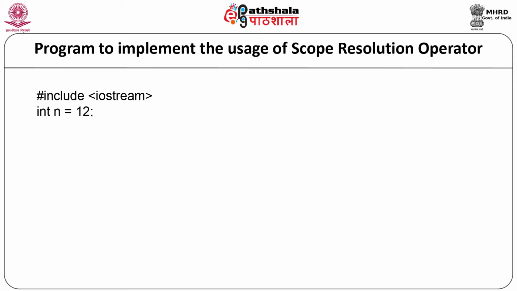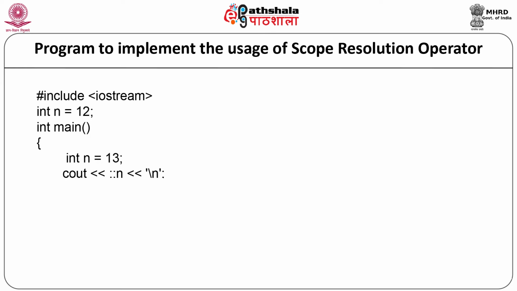Now here n is declared as a global variable. Integer main will start with the main function. Inside that again one more declaration of n has occurred, integer n equal to 13. So we have a local variable n whose value is 13 and we have a global variable n whose value is 12.